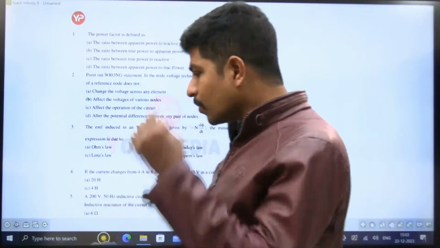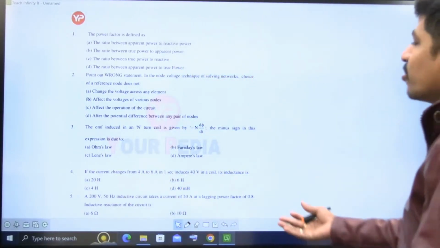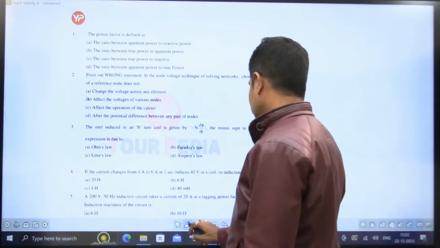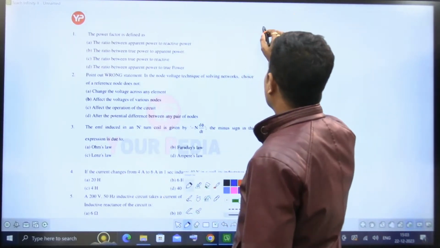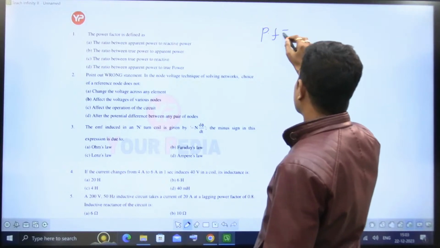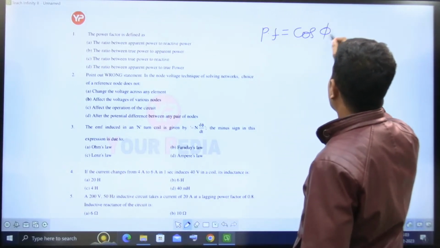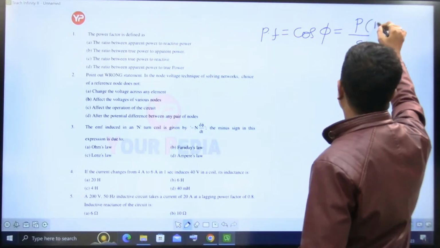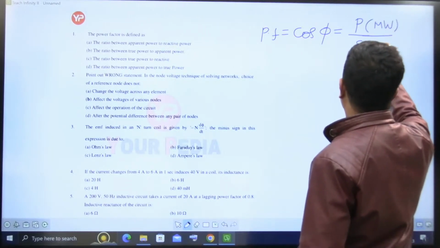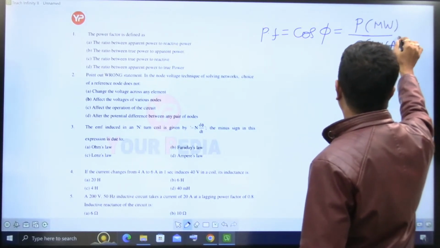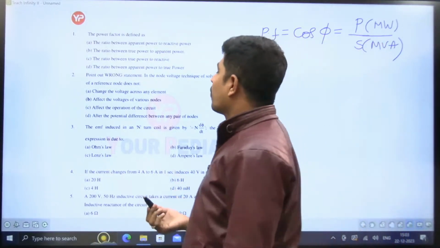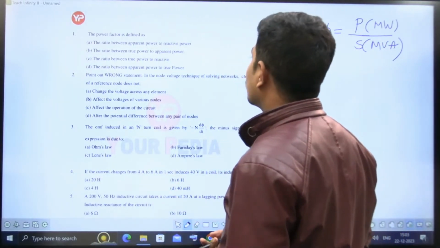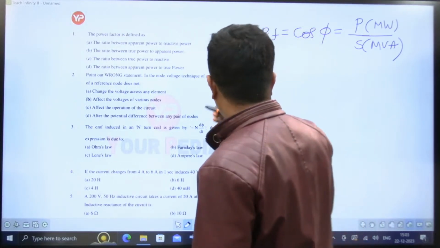Read the first question. The first question is very simple. The power factor is defined as cos phi equal to P by S. It is the ratio of active power or real power to apparent power, right? The options: the ratio between apparent power to reactive power, no. The ratio between true power to apparent power, yeah.